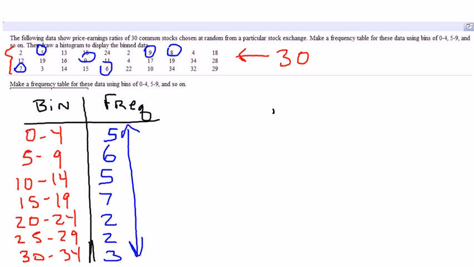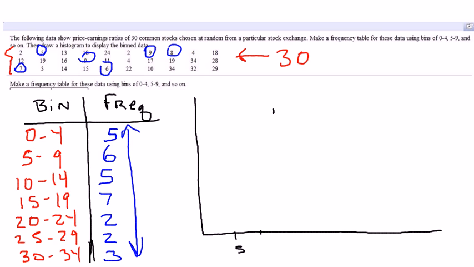Alright, so next we want to do the histogram, and in this problem it gives you choices, but you pretty much have to draw one to see which of the choices would be correct. So making the histogram, since our bins go sort of by 5s, I'm going to go 5, 10, 15, 20, 25, 30, 35, and then on the y-axis are the frequencies. 1, 2, 3, 4, 5, 6, 7. 7 is the highest number here, so that's as high as we have to go.